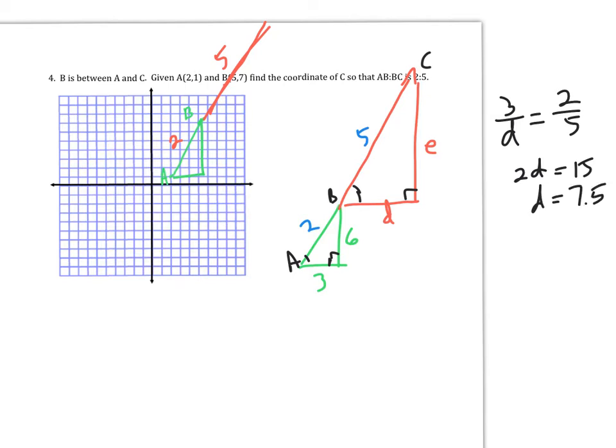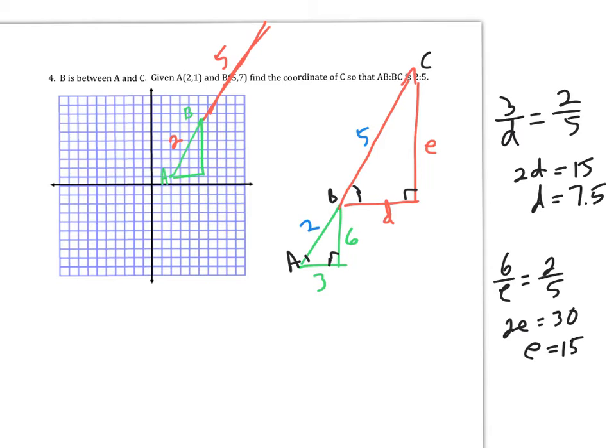So D is 7.5. And then my other ratio, I could make a ratio with E, so 6 over E is going to be equal to 2 over 5, and that's going to give me 2E equals 30, or E equals 15. So from there, now I just need to actually solve the problem, and I need to talk about how I'm going to actually get my point.